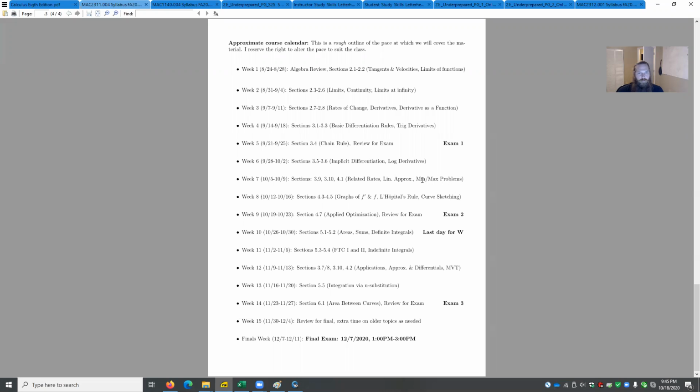So the next obvious thing is min-max problems from section 4.1. So certainly we're going to start there today. And then we're going to talk about graphs of f and f prime, L'Hopital's rule, and curve sketching. Now, I don't expect us to fit all of this into this week, especially in this format. But today, in this lecture, I'm going to talk about min-max problems. We're going to talk about graphs of f prime and f and see how they're related.